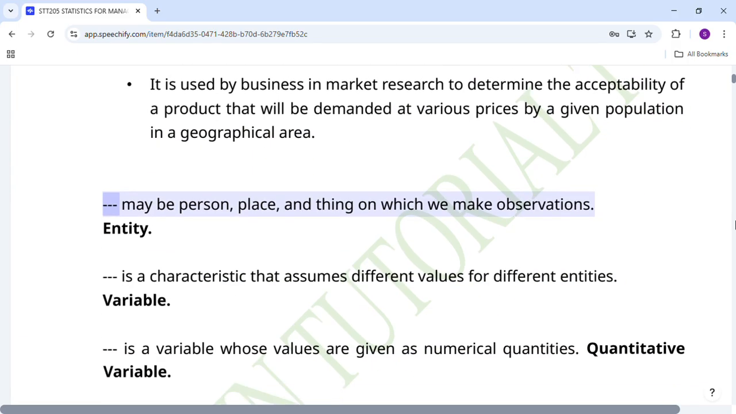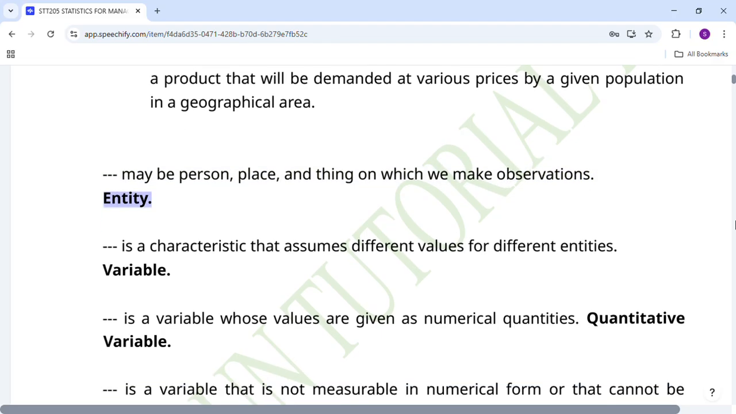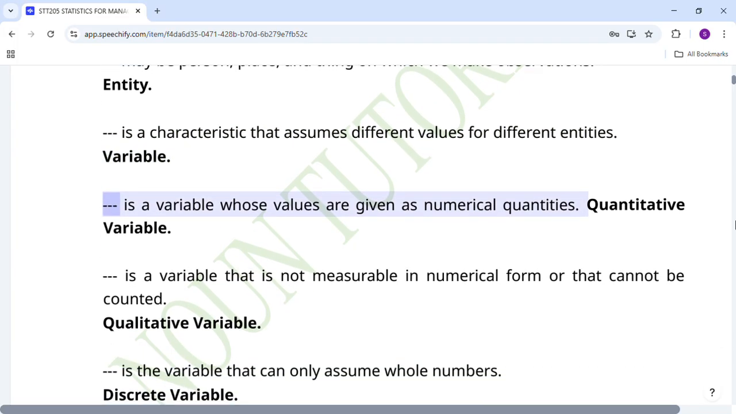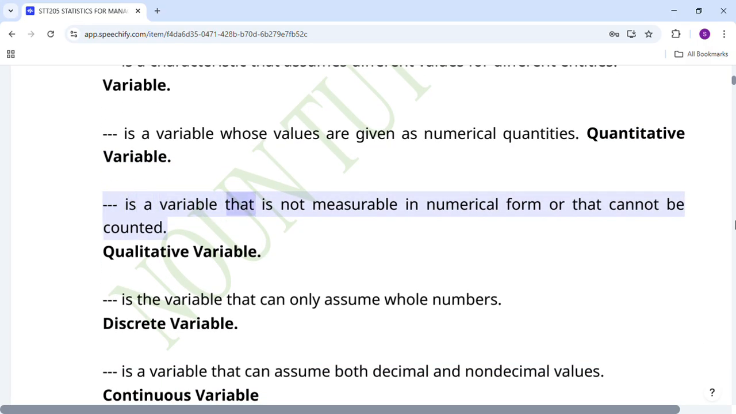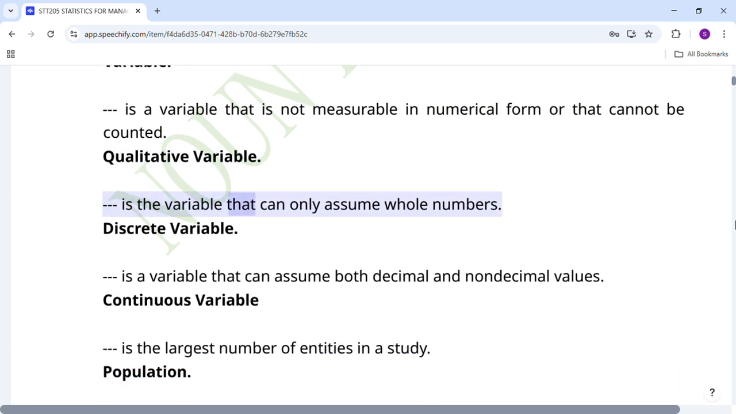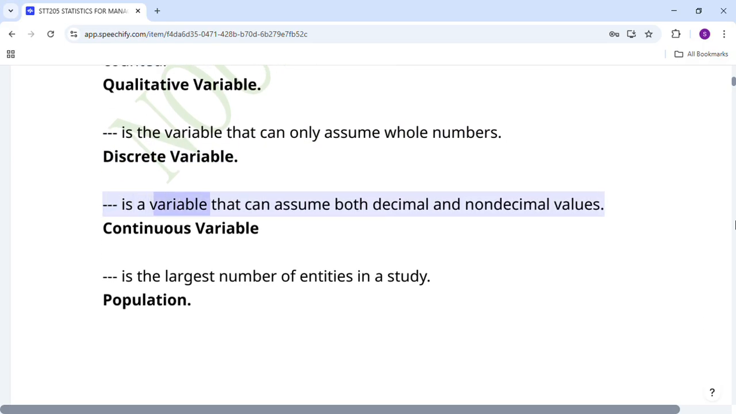Entity may be person, place, and thing on which we make observations. Variable is a characteristic that assumes different values for different entities. Quantitative variable is a variable whose values are given as numerical quantities. Qualitative variable is a variable that is not measurable in numerical form or that cannot be counted. Discrete variable is the variable that can only assume whole numbers.